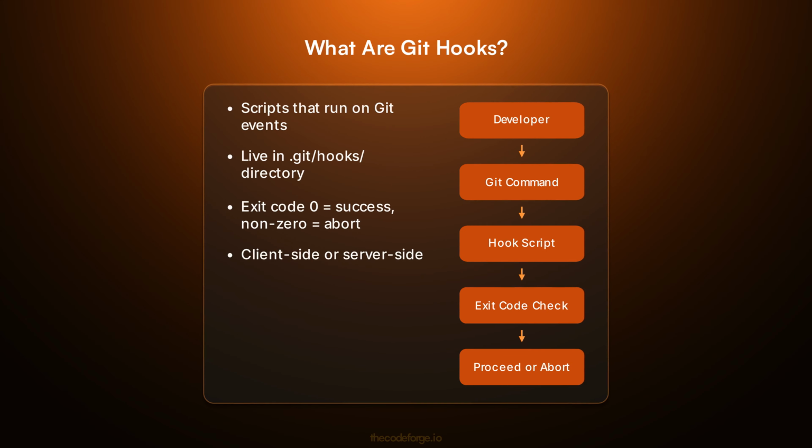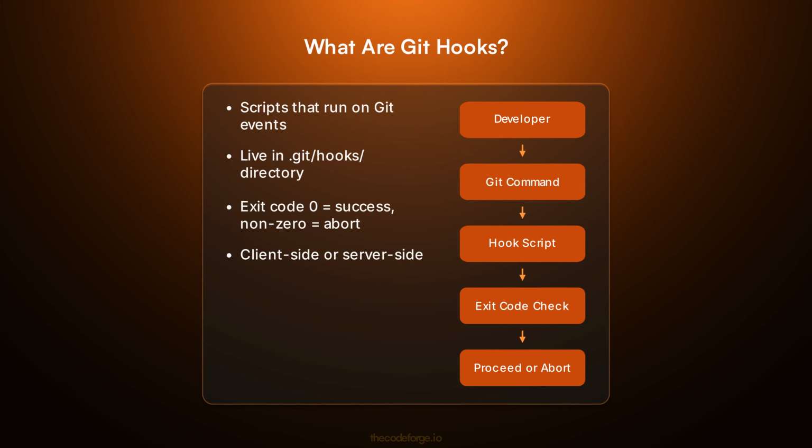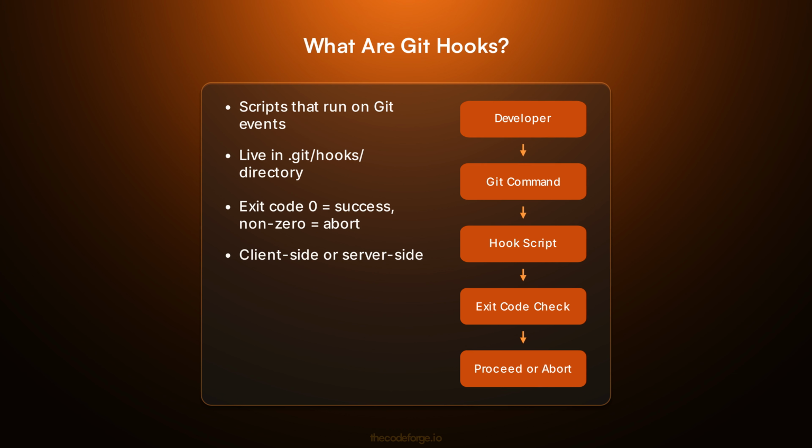Git hooks are scripts that Git fires automatically before or after actions like commit, push, or merge. They live in the Git hooks folder of every repository. If the script exits with code 0, Git continues. Any non-zero code cancels the operation. They're your first line of defense for enforcing team policies.